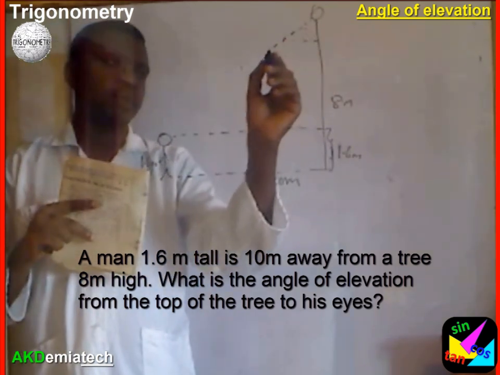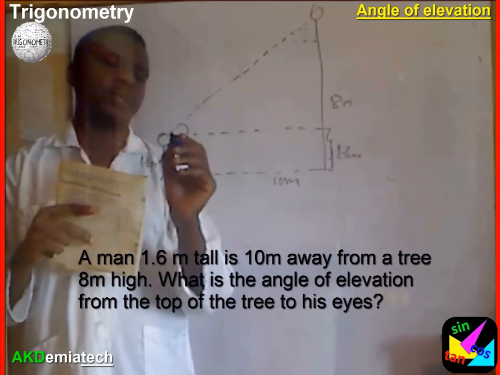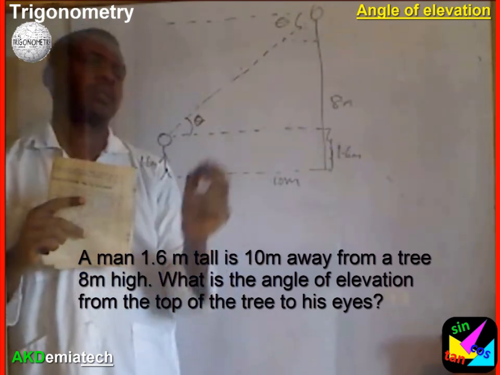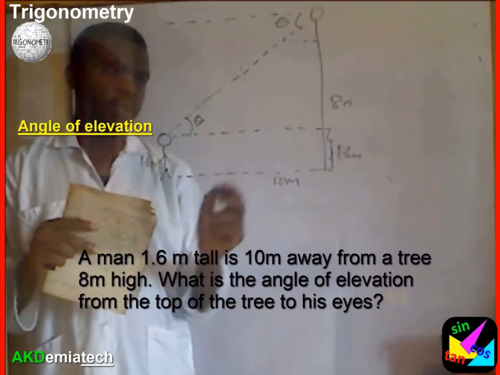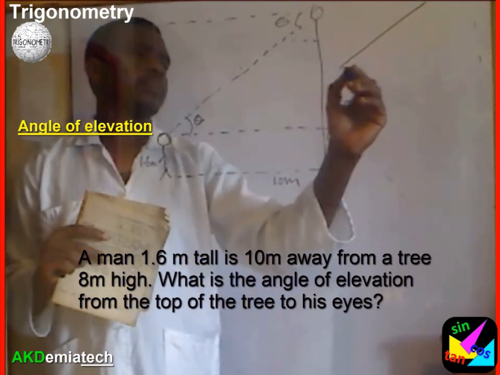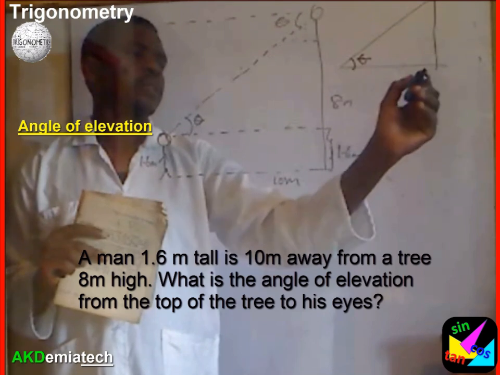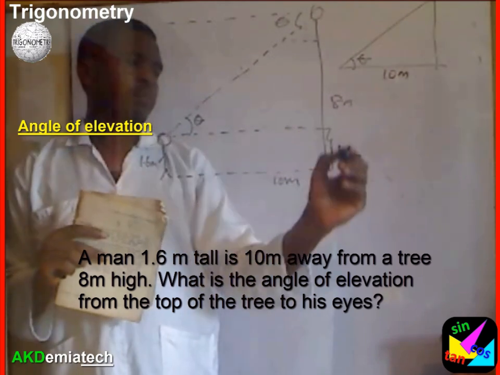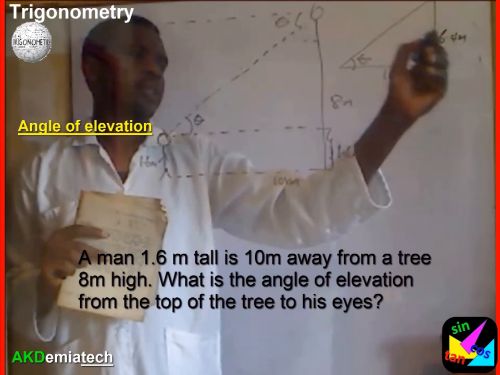Now, we need this angle. So here, this is our angle of depression. So the angle of depression is equal to the angle of elevation. So from this, we can make out a triangle. This will be our triangle then. For theta, we will have 10 meters. This will be 8 minus 1.6, which gives us 6.4 meters. We are looking for this angle.